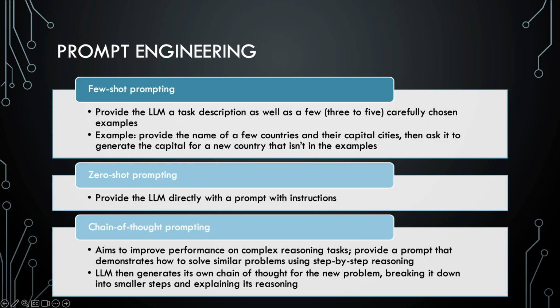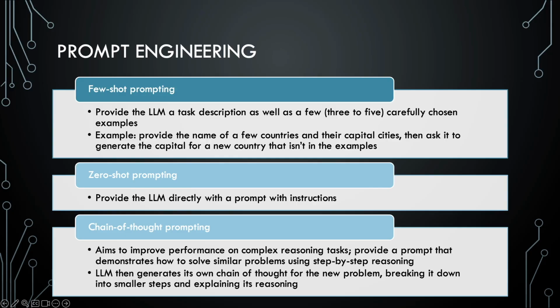Prompt engineering comes in a few flavors. The first is few-shot prompting. This is when we provide the LLM a task description as well as a few carefully chosen examples to complete the task. For example, we may provide the LLM the names of 3 to 5 countries as well as their capital cities, and then ask it to generate the capital city for a country that isn't in the examples we gave it.